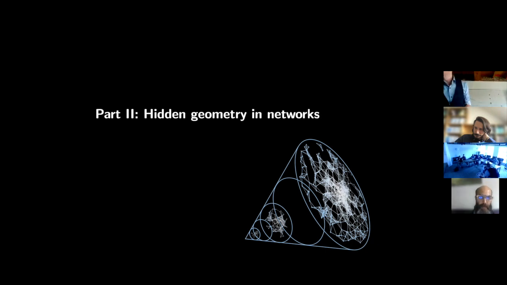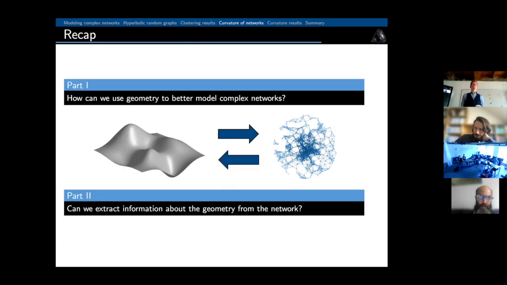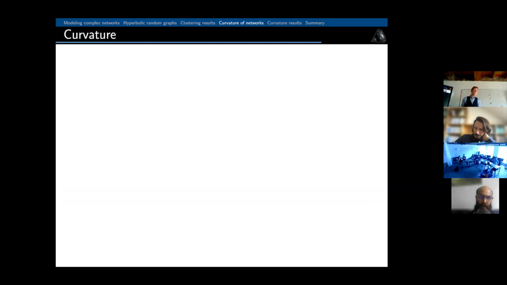somebody generated a model based on geometry. They give me the network. And now the question is, can I somehow infer some sort of geometric properties from that network? So can I infer some sort of continuous scale properties based on discrete information? And of course, the most general property to look at is curvature. Curvature is sort of the intrinsic property in general of geometric spaces.